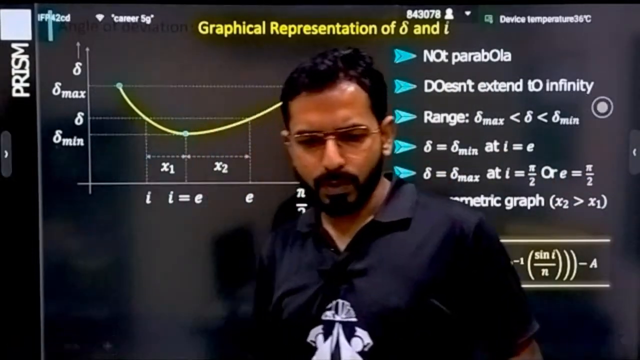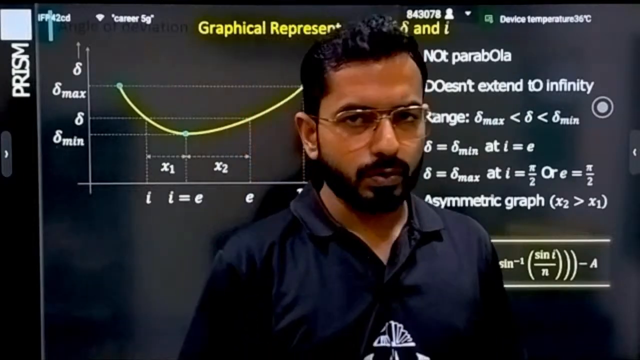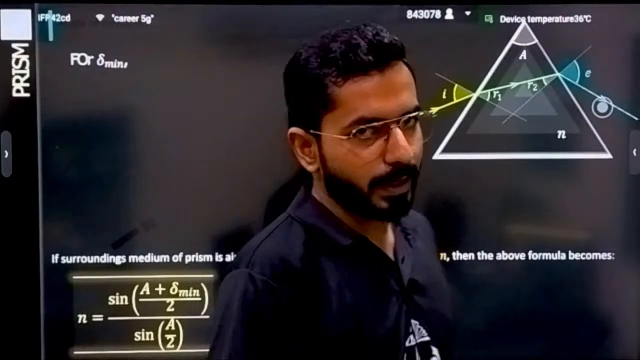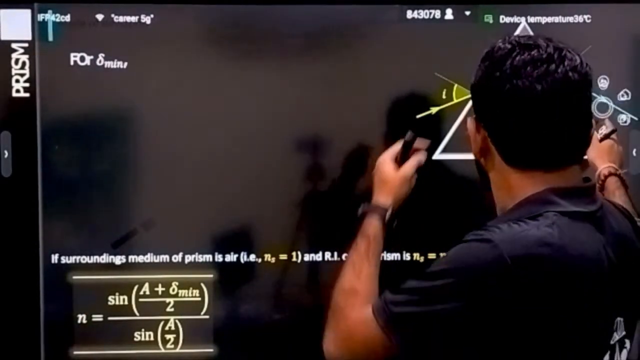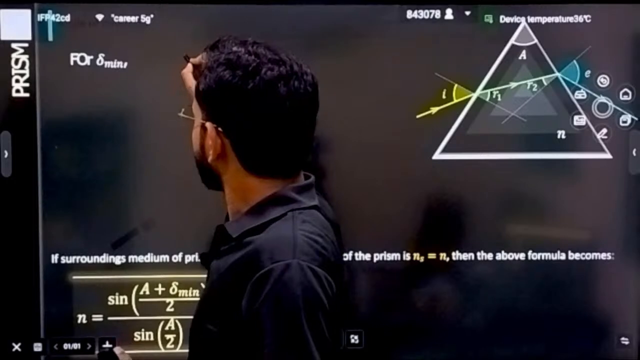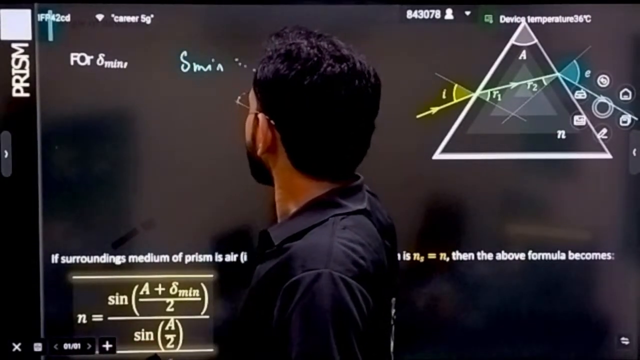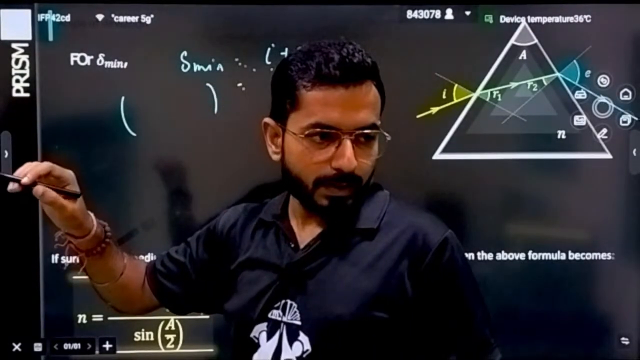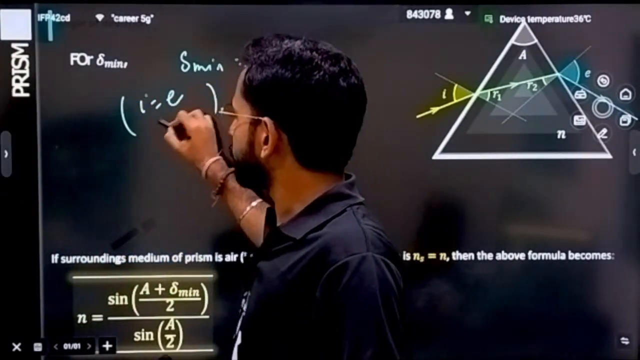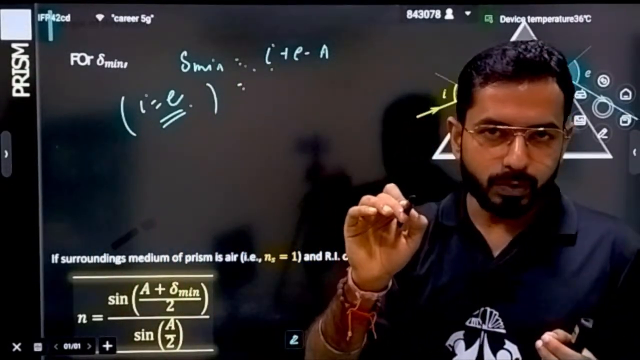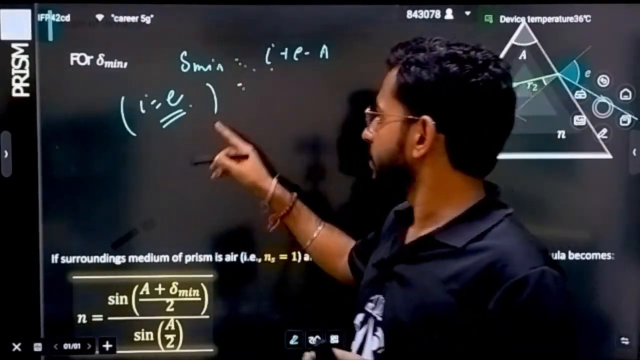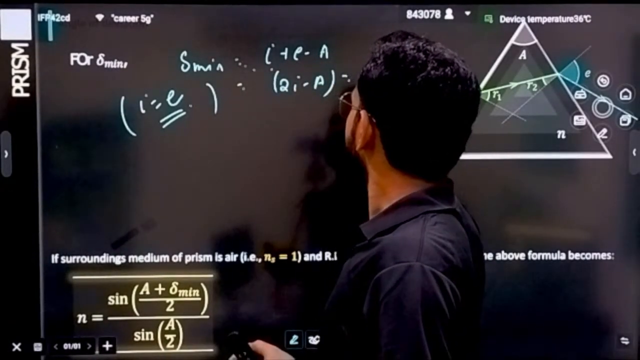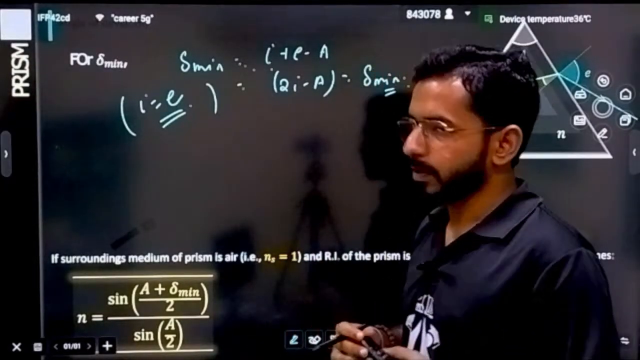Now this was the qualitative analysis that we had to do. Now let's go to the quantitative analysis, how many formulas are coming, what values you can write. See, now for minimum deviation, if I ask you what will be the formula, the deviation formula is I plus E minus A. But for minimum deviation, what is the condition that you have created? You have said, sir, I is equal to E. You remember that curve that was telling you I is equal to E. If I is equal to E, it will become 2I minus A, that is equal to minimum deviation.